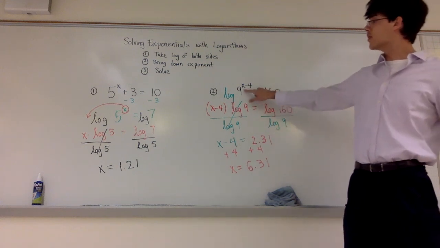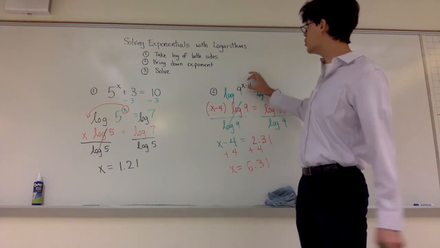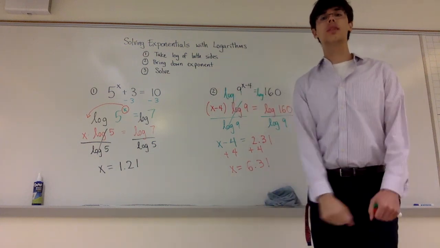So anytime you want to solve an exponential equation where your variable is in the exponent, you can take the log of both sides and use the property to bring it out front and multiply. It's easy from there.